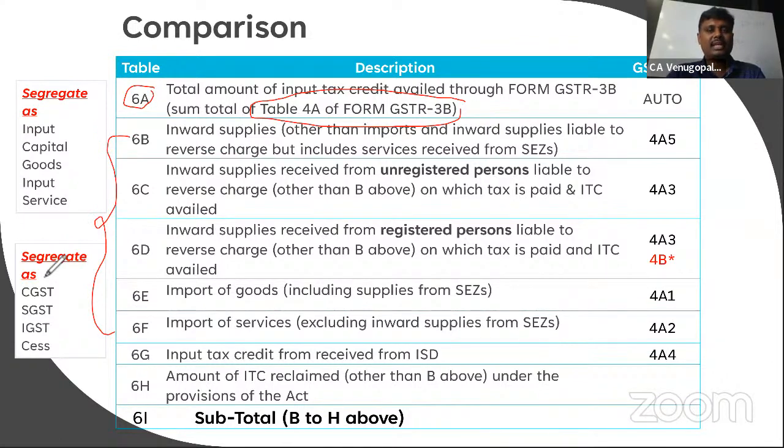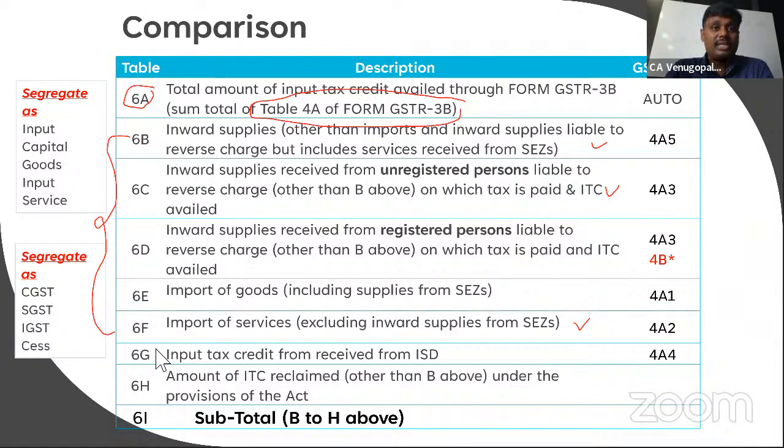What are the various categories? Forward charge purchase, reverse charge purchase, import of goods, import of services. Reverse charge purchase is in 6B and 6C, and import of services you will be reporting separately in 6F. These 3 put together are your reverse charge purchases. Then you have import of goods, which is reported in 6E, and the ISD credits that have come are reported in 6G.